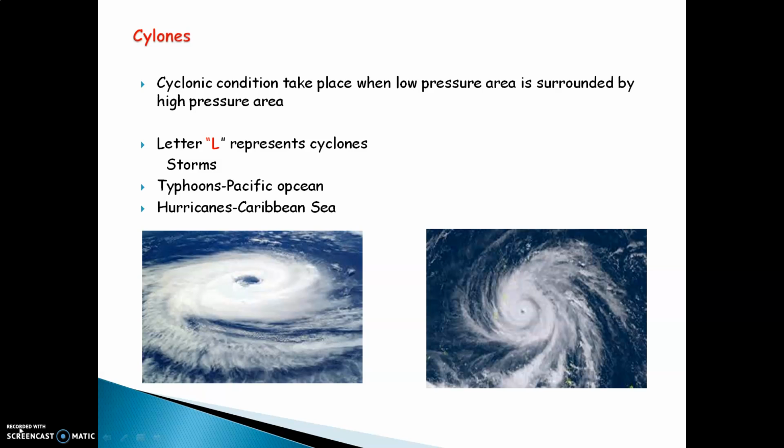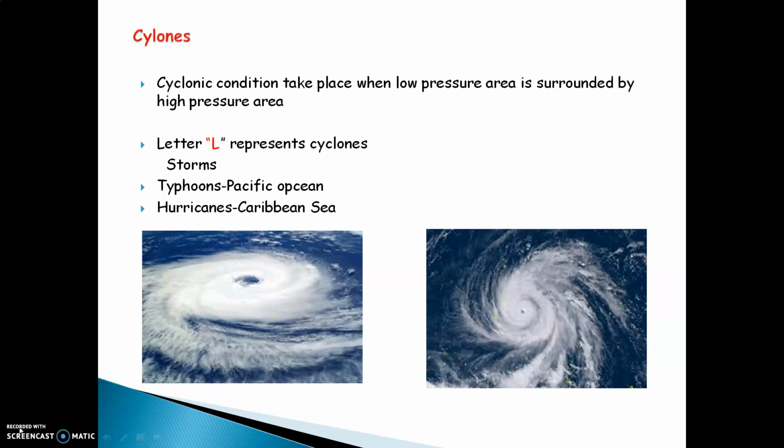A cyclone system moves from one place to another. Cyclones are known as storms or cyclonic storms. Whenever you have cyclones, it is extremely windy around. Because of the wind and the pressure, the water in the sea or in the ocean moves in a circular motion, and that is termed a cyclone.